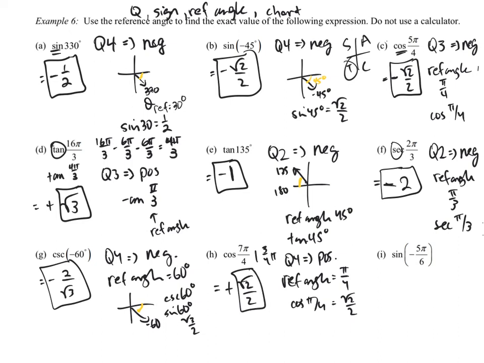Okay, and then finally letter I, negative 5 pi over 6. Negative 5 pi over 6 is actually going to be in quadrant 3 because it's a little smaller than negative pi. Negative pi would be here, and so that's going to put me in quadrant 3. And in quadrant 3, I know that sine is negative, so I know that the answer here is going to be negative. The reference angle is pi over 6. That means I need to know what sine of pi over 6 is, and sine of pi over 6 is 1/2. Therefore, the answer to letter I is negative 1/2.